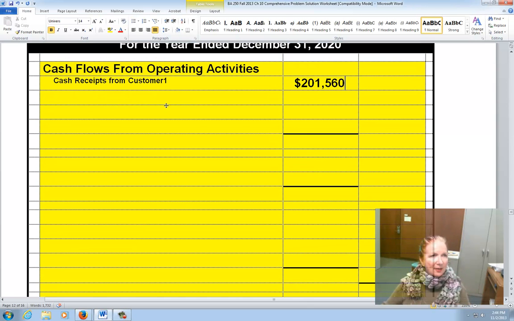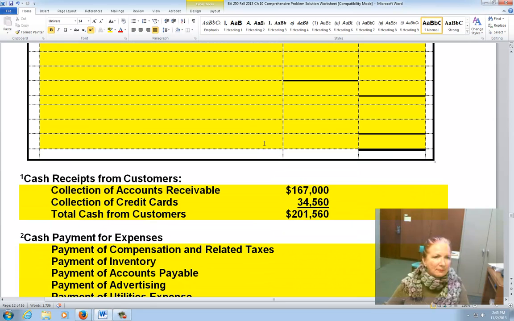Next, I'm going to have my indent, and cash payments from cash payments for expenses. Now notice that we always put receipts in first, because we want the money that's coming in so that when we subtract the money that's going out, we have something to subtract from. You would always want receipts first and payments second. That's the way you want to do your own checking account, I can tell you that too.